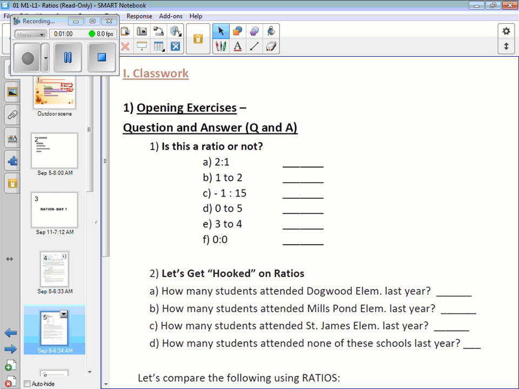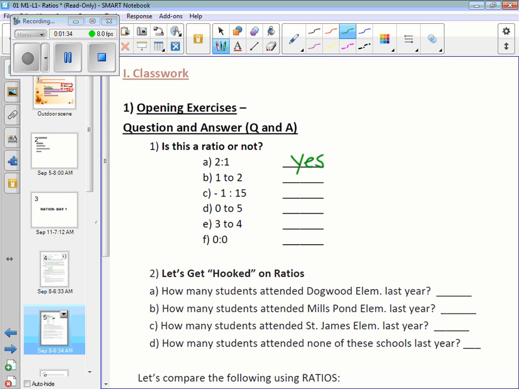Okay, so 2 to 1. Is that a ratio or is it not a ratio? Raise your hand. Will, get it started. Yes. How many agree with Will? It is a ratio. A ratio is defined as a comparison between 2 positive numbers. They can't be negative. One of them can be a 0, but both can't be a 0, according to the definition. Okay, right here. What about the next one?